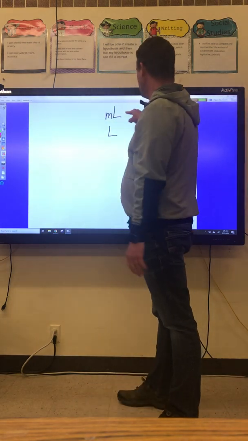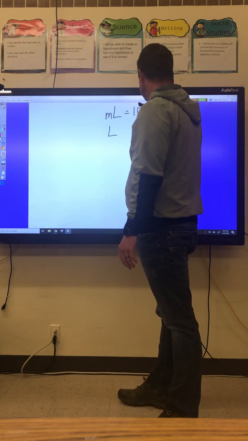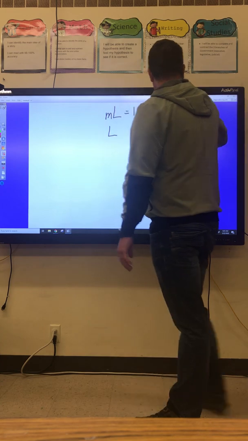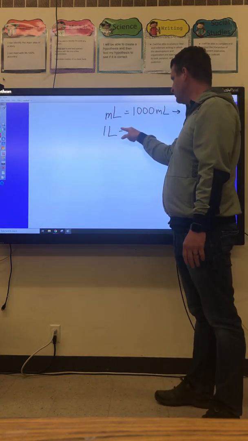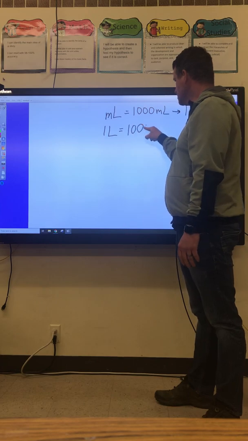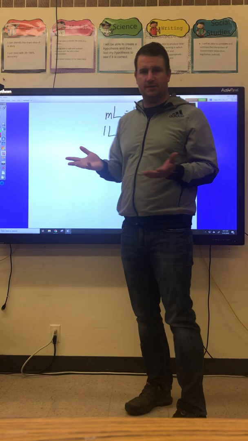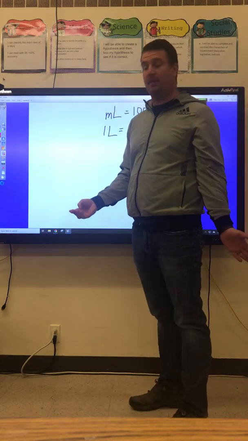There are 1,000 milliliters per 1 liter, or 1 liter equals 1,000 milliliters. So this one ends up being pretty easy, because if you know that 1,000, you can either multiply or divide by it.